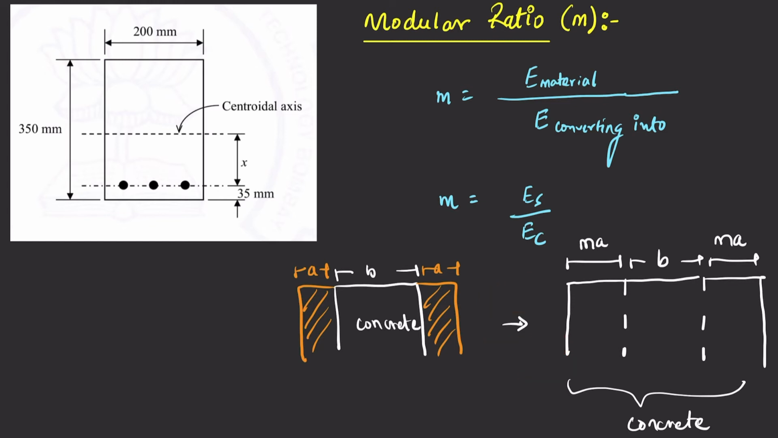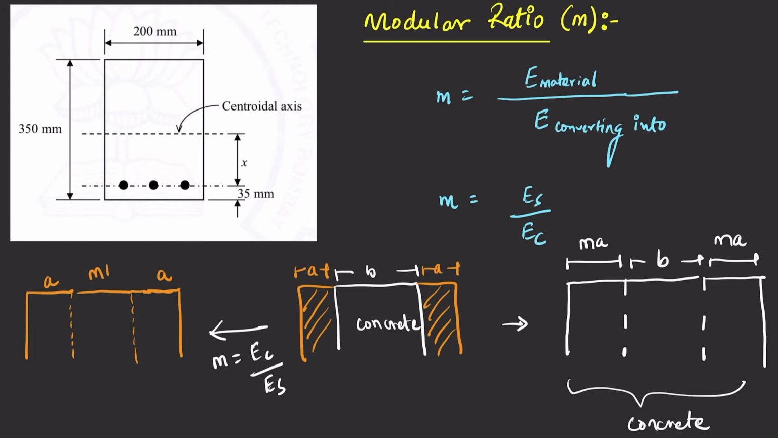This is for the case when steel is converted to concrete. Suppose the inverse happens, meaning we want to change the concrete into steel. Then our modular ratio will also change. In this case, m will be the elasticity of concrete with respect to elasticity of steel, because we are changing concrete into steel. After the transformation, the steel section A will remain the same, and only the concrete will be converted to steel, so its width will be multiplied by the modular ratio.